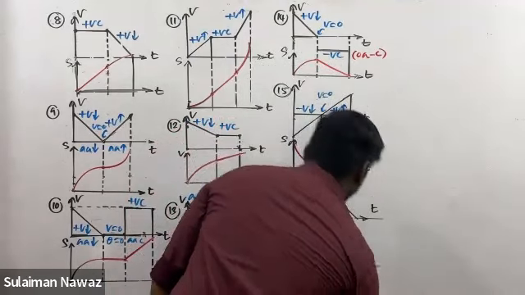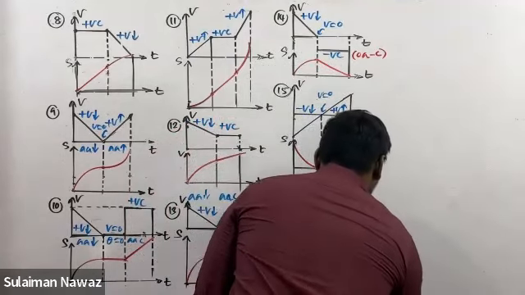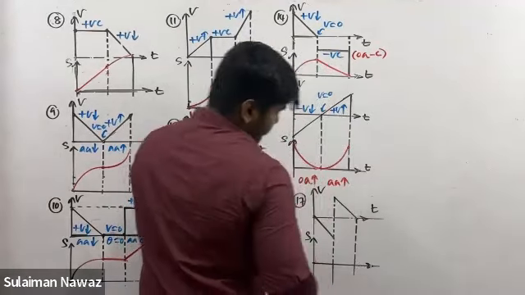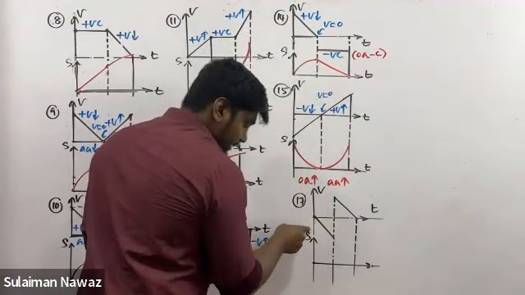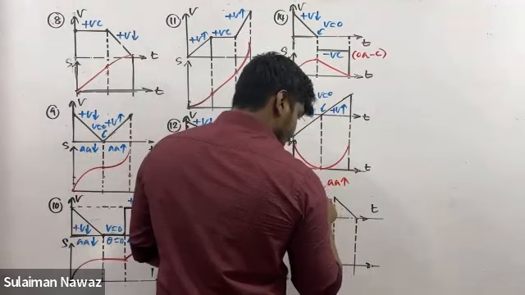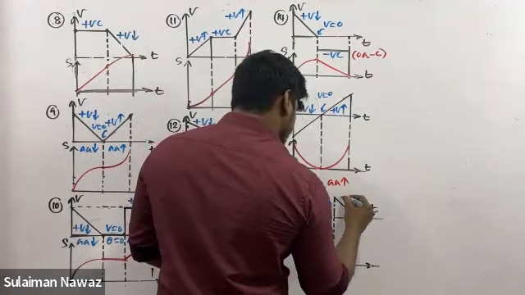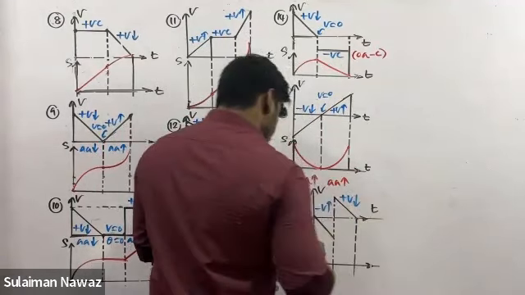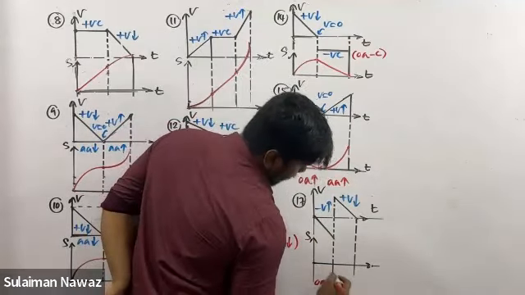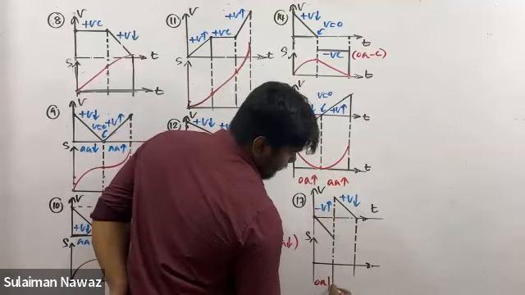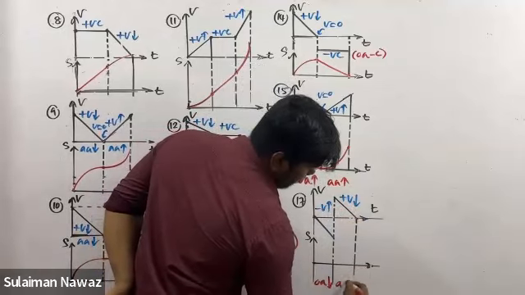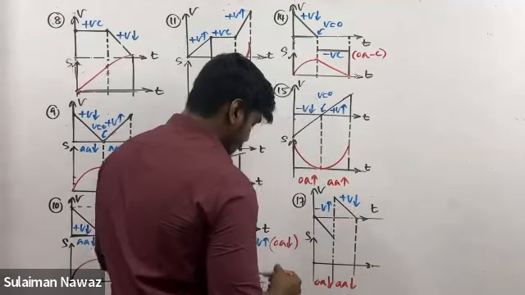If I convert it, now what's happening here? Negative velocity increasing. Check the y-axis: positive velocity decreasing. Negative velocity increasing means obtuse angle decreasing. Positive velocity decreasing means acute angle decreasing.